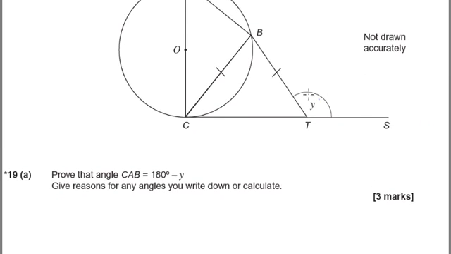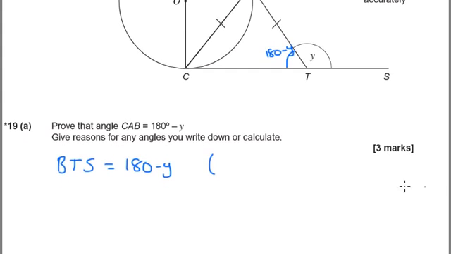So what can we fill in? Well, we can fill in this angle. These 2 angles together add up to 180. So this angle can be called 180 minus y. So that's what I'm going to write down first. And because it's a proof, we have to do it really structured. So I'm going to write that BTC equals 180 minus y. And I'm going to give a reason, because it says give a reason for any angles that you write down. And the reason is because angles on a straight line add to 180. Angles on CTS add to 180.